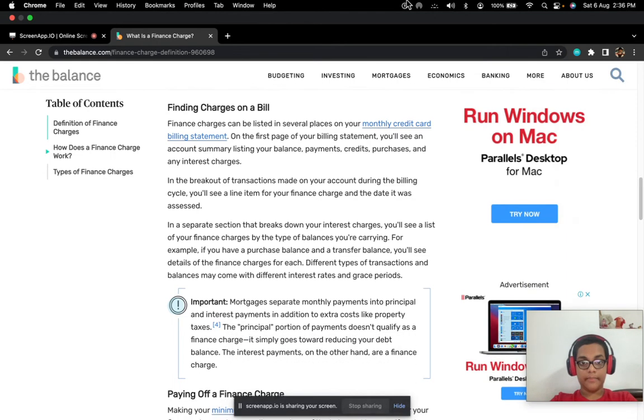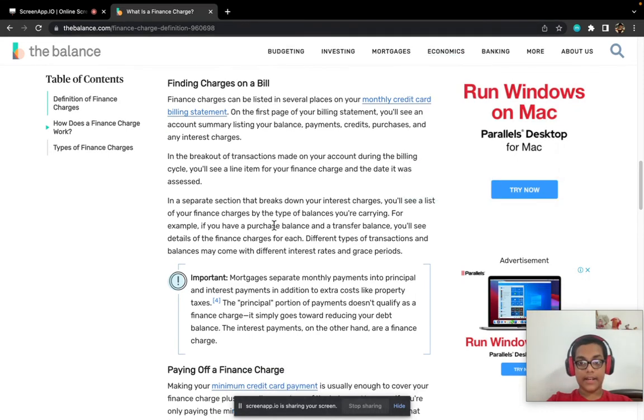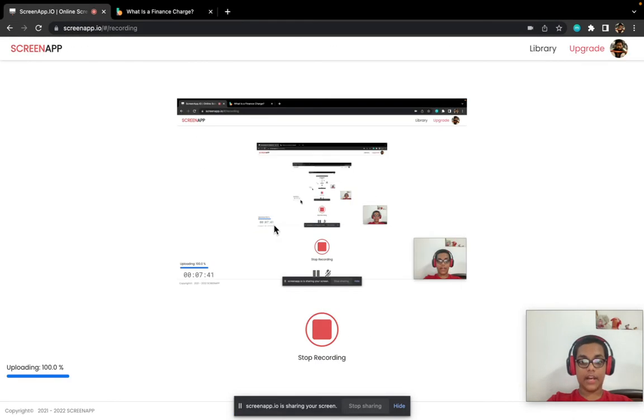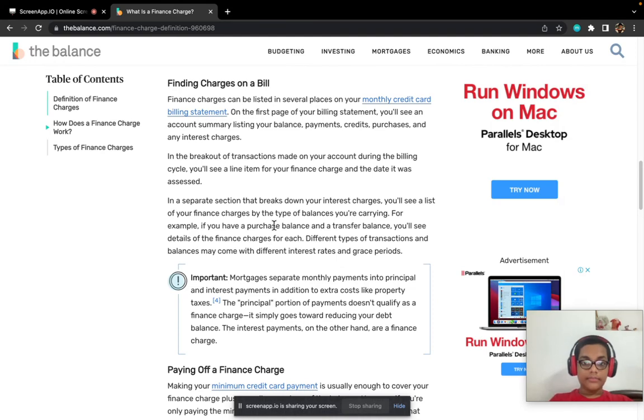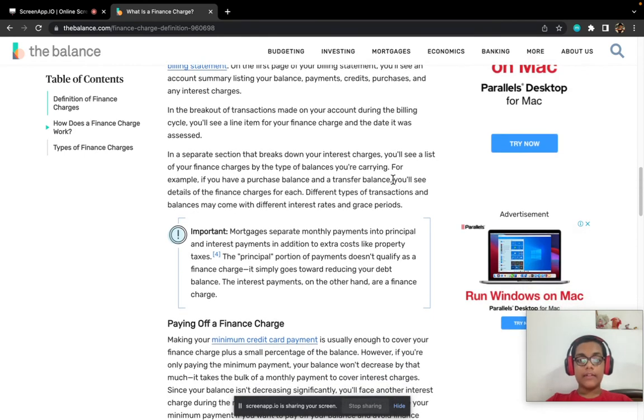Finding finance charges on a bill. Finance charges can be listed in several places on your monthly credit card billing statement. On the first page of your billing statement, you will see an account summary listing your balance, payments, credit purchases, and any interest charges. In the breakout of transactions made on your account during the billing cycle, you will see a line item for your finance charge and the date it was assessed.